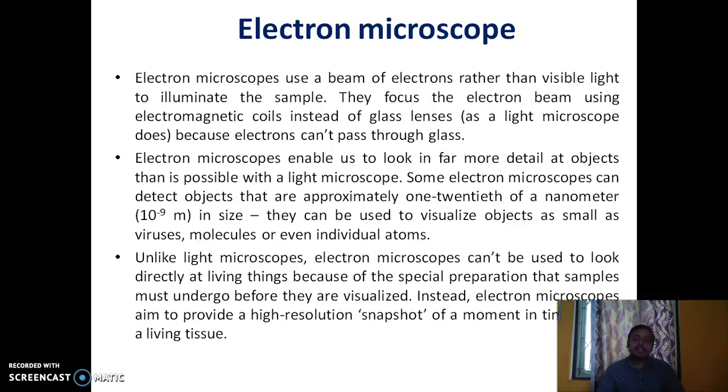Unlike light microscopes, electron microscopes can't be used to look directly at living things because of the special preparation that samples must undergo before they are visualized. This is one of the disadvantages of the electron microscope, because we can't see a live specimen like we can in a light microscope. Instead, electron microscopes aim to provide a high resolution snapshot of a moment in time within a living tissue. So you can even record in detail every second movement of a particular living tissue.